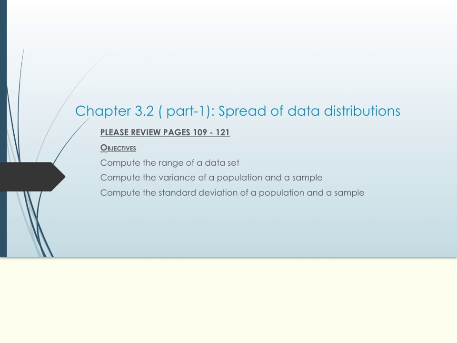So we're starting our section 3.2 on the spread of data distributions. In this section we're going to compute the average or the range of a data set. We're going to compute the variance of a population and a sample. We're going to compute the standard deviation of a population and a sample. Actually, we're going to spend more time on the sample, because technically we usually don't have the information for the population.